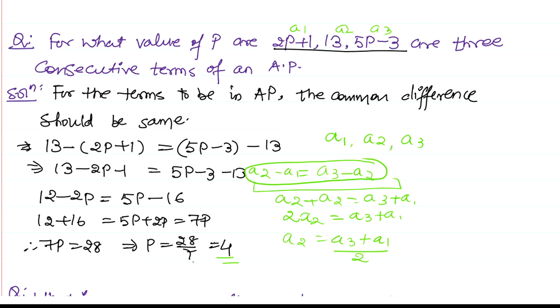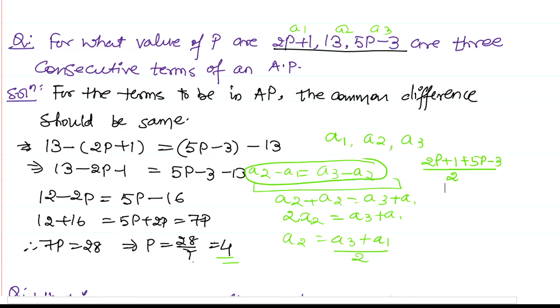So what I have done basically, students, is taken the average of the first term and the last term. Out of the three terms, if I want to calculate the middle term, then I simply have to add the first term and the last term and divide by 2. So let's check. First term, that is 2p plus 1, plus 5p minus 3, divided by 2.